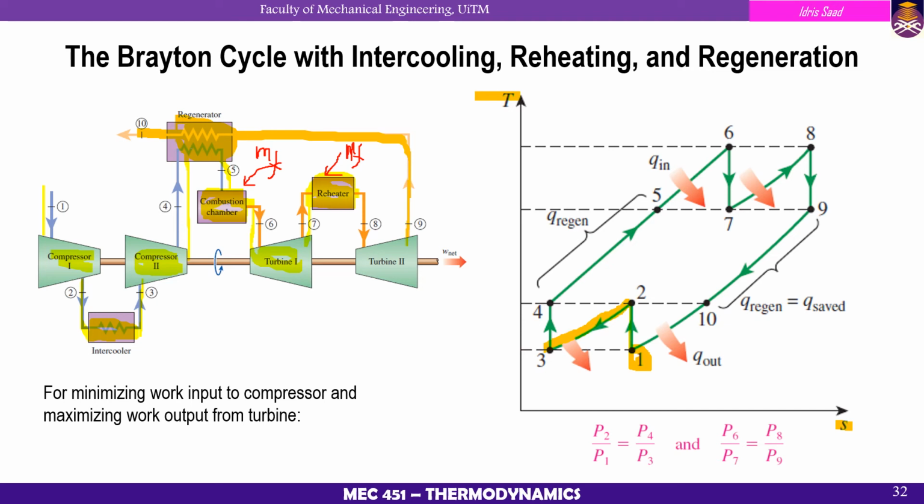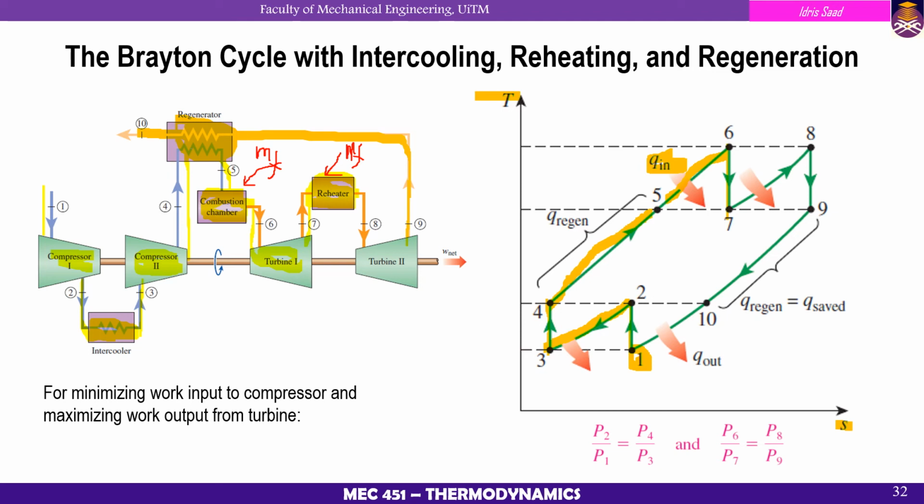Please do remember that the purpose of the intercooler is to reduce the temperature while maintaining the pressure. Then it is compressed again, which increases the temperature and pressure to the next level. From this point, we can use the Q regeneration to increase the temperature of the air. Then we can increase the temperature again by using the Q in. Then we release the gas in the first turbine to get the first work output.